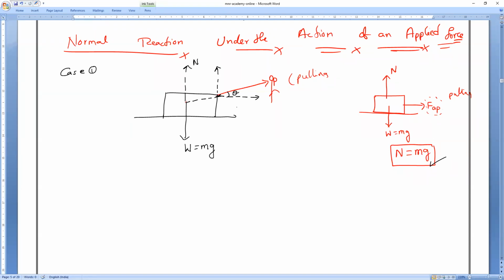Then here what will happen? P cos theta, and the opposite one here, what will happen? P sin theta. Understand, all of you?